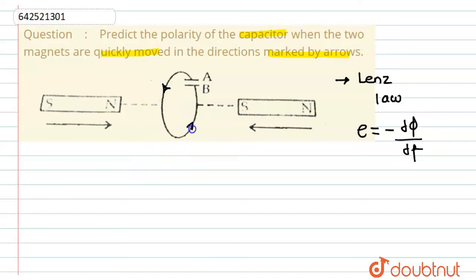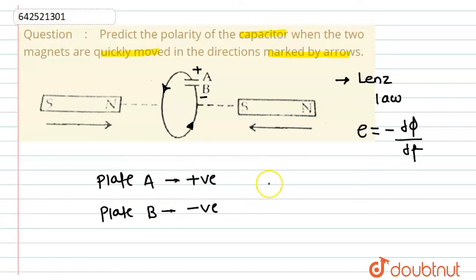Current should be in this anti-clockwise direction, and hence plate A of the capacitor will be positive and plate B of the capacitor will be negative. Hence, we can say that plate A of the capacitor will be positive and plate B of the capacitor will be negative, and the direction of current will be in anti-clockwise direction.